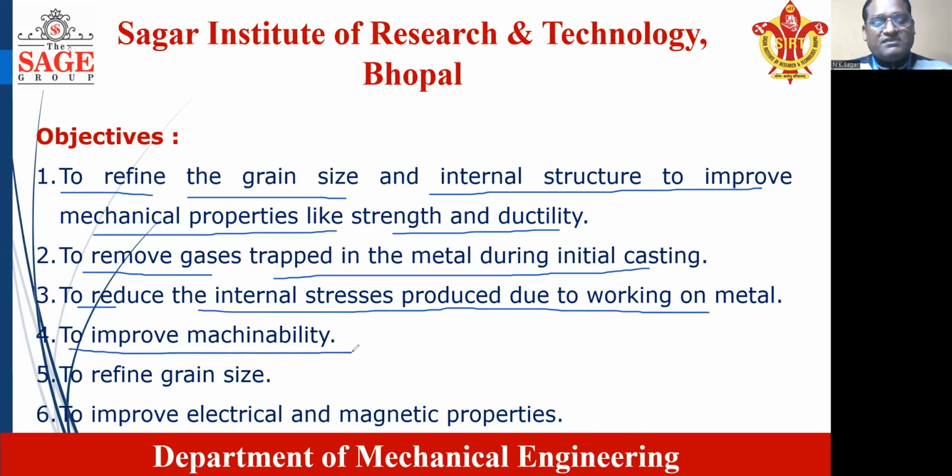Next, to improve machinability. The heat treatment process also improves the machinability of the metal so that the material can be machined easily. Next, to refine the grain size of the structure. And last is to improve electrical and mechanical properties also. So these are the advantages of the heat treatment process. That's why the heat treatment process is preferred for steel and alloys.